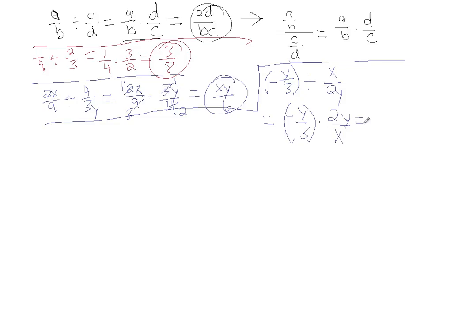Okay, and this is something we can deal with. So we have a minus y times 2y, which gives us a minus 2y squared. y times y is y squared. 3 times x is 3x.